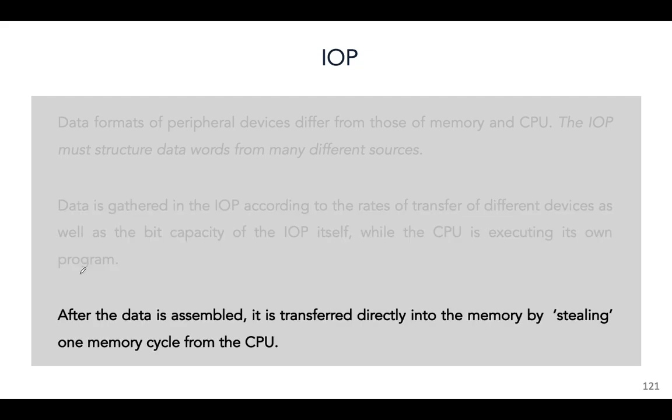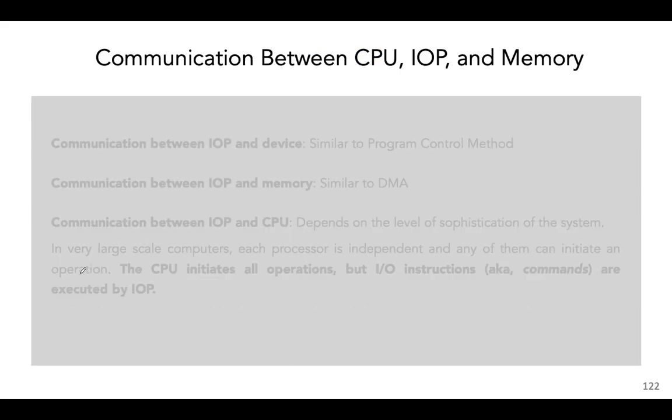Now, after all the data is assembled within the IOP, it is transferred directly into the memory by stealing one memory cycle from the CPU. So it's like this: the IOP will gather all the data transfer requests that all the devices have, and then when it is full, it cannot accept any more requests from any devices. It will steal one memory cycle from the CPU. You remember cycle stealing? So it will steal one memory cycle from the CPU. It will transfer all that data into the memory directly, and then now it's empty, and then it will start accepting data from its devices again. So this is how an IOP works.